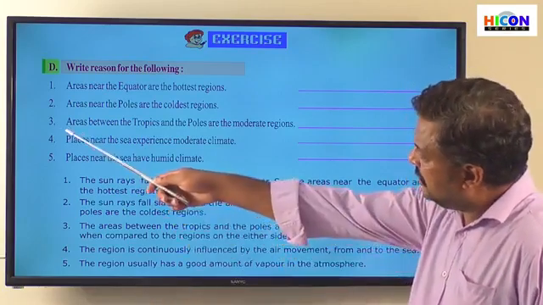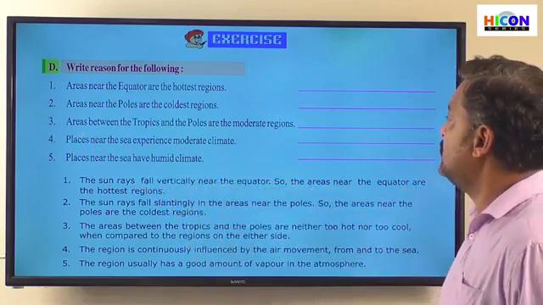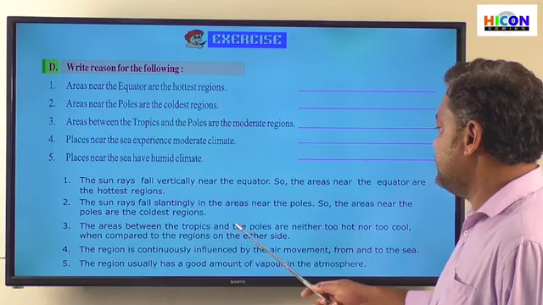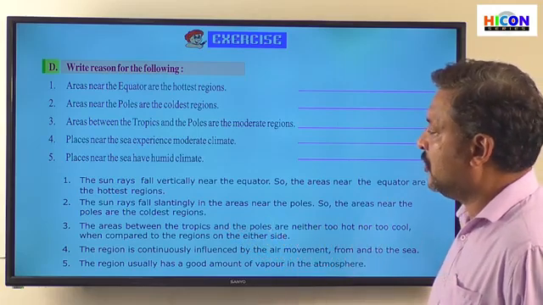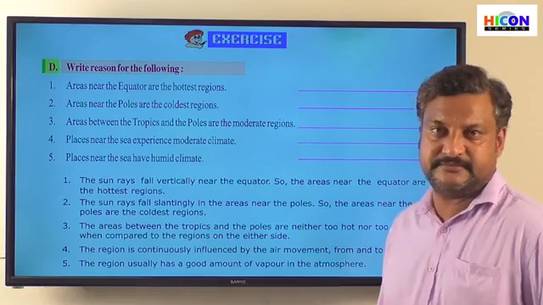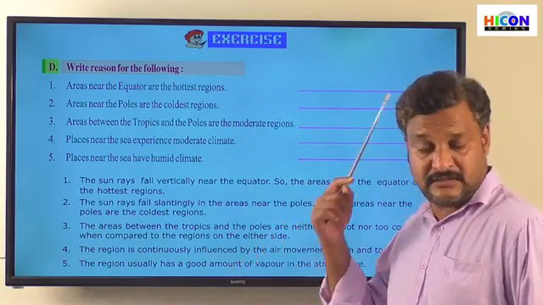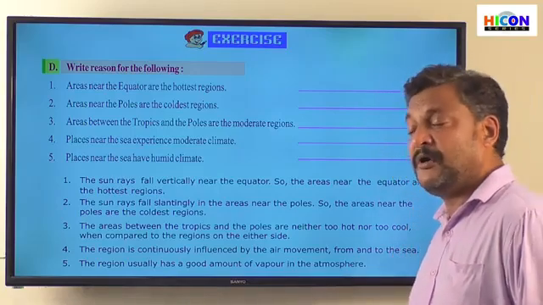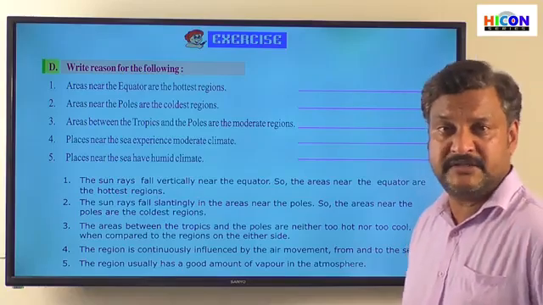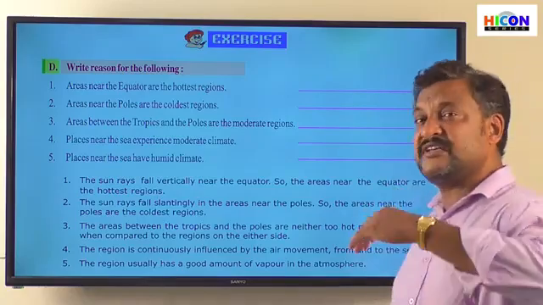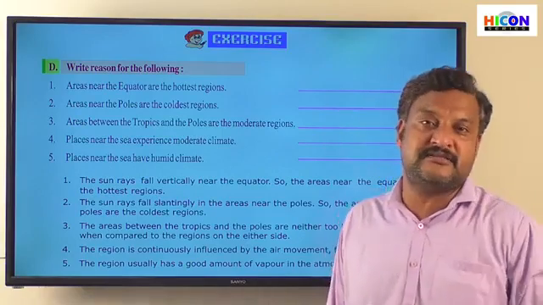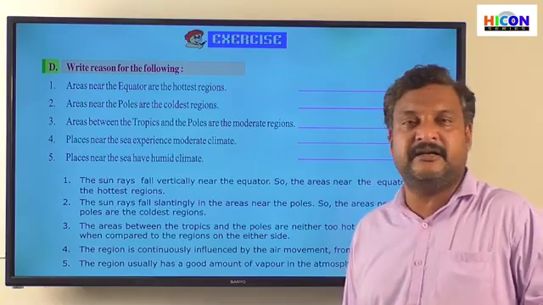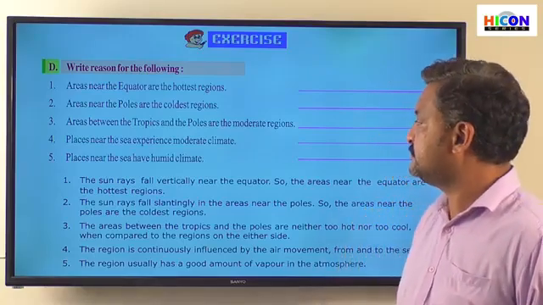Third, areas between the tropics and the poles are the moderate regions. They are neither too hot nor too cold when compared to the regions on either side. When we talk about the southern part in the northern hemisphere, it's very hot. The northern part in the northern hemisphere is very cold, isn't it? So as the two sides of these zones have extreme climates, this becomes the bridge between these two extreme climates, and that is neither too cold nor too hot.